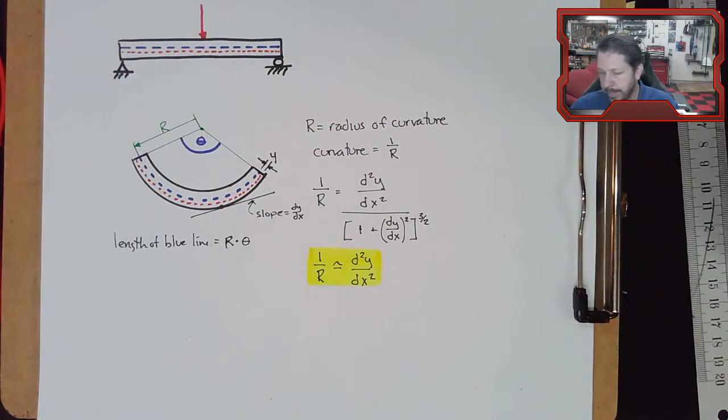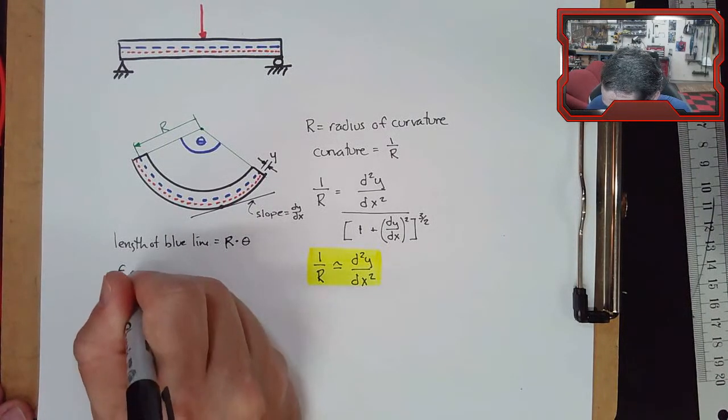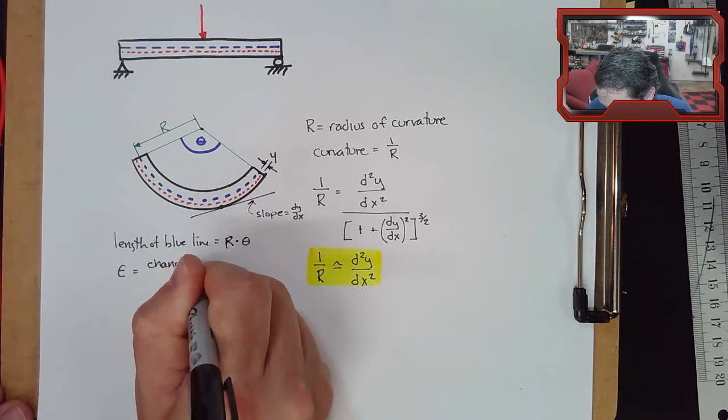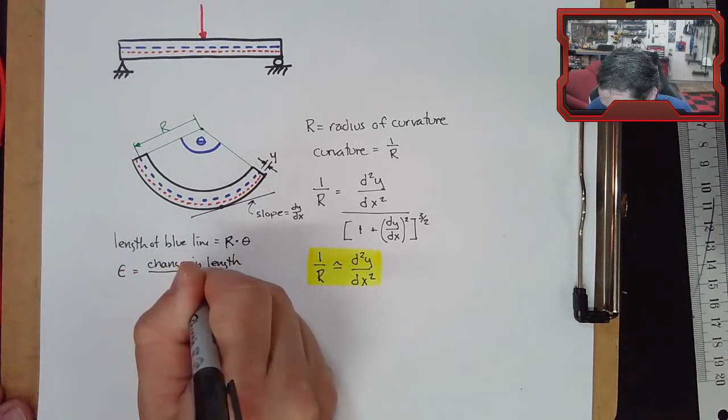Whenever I lengthen a line, I have induced some strain in that line. And we have a definition of strain: it's equal to the change in length divided by the original length. That was axial strain.